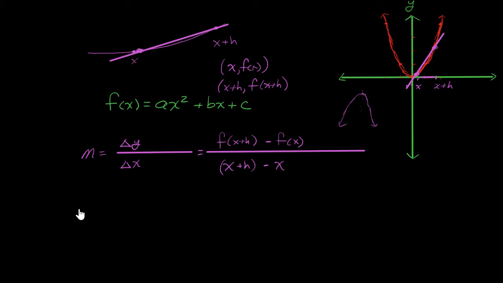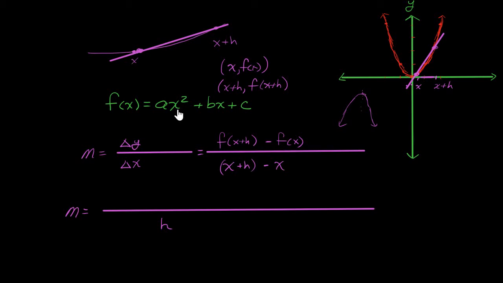All right, so let's go ahead and simplify our denominator. So I know slope is equal to x plus h minus x. What is x plus h minus x? This works out quite nicely. This is just h. Now for my numerator, I'm going to do f of x plus h.